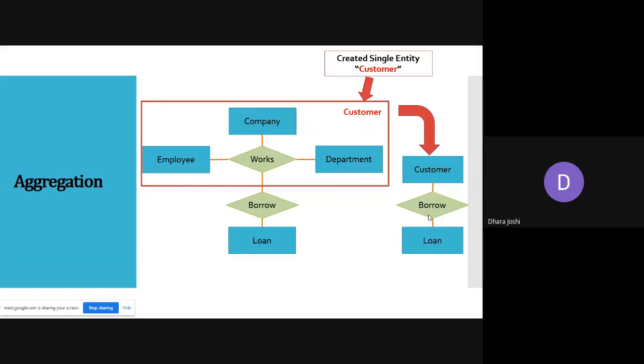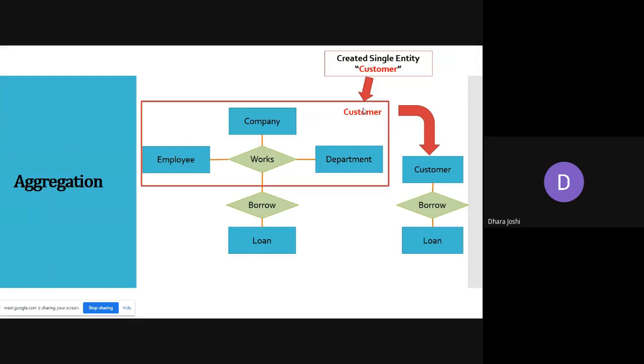Two entities can have a relation. So this is called aggregation. Aggregation means to combine together, to merge together. So we are merging this together, aggregating this concept and naming it customer. So customer now works as a single entity and it can borrow a loan. So this is the concept of aggregation.